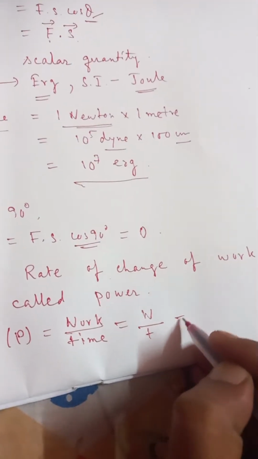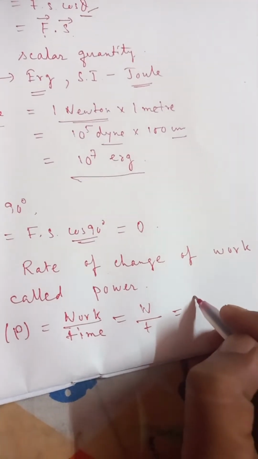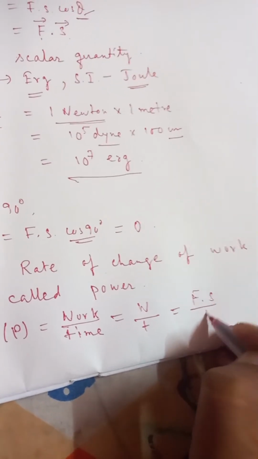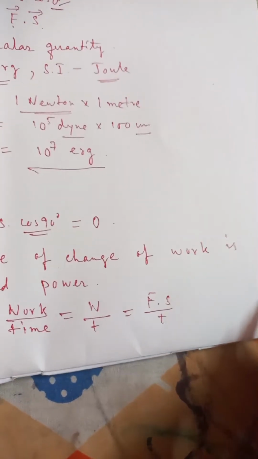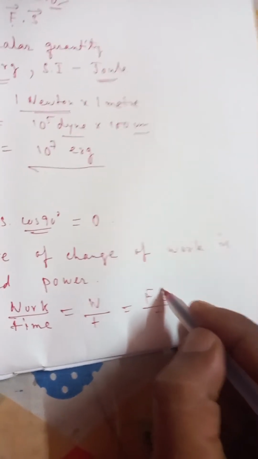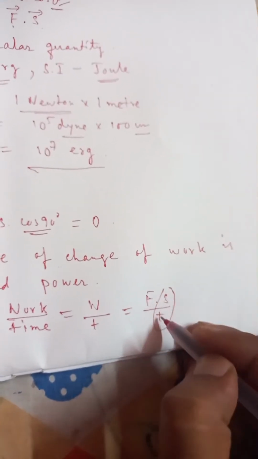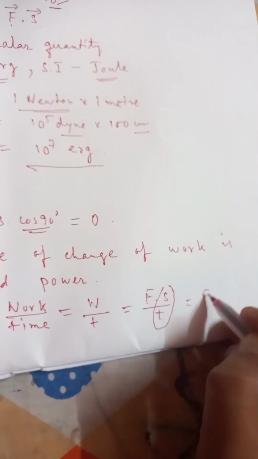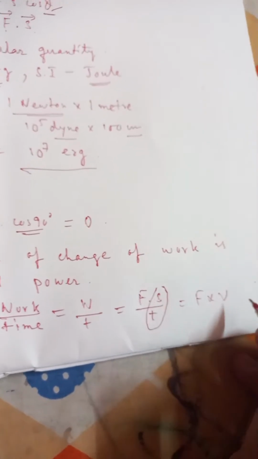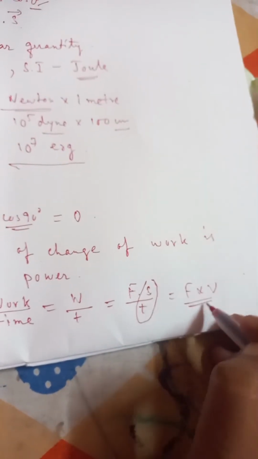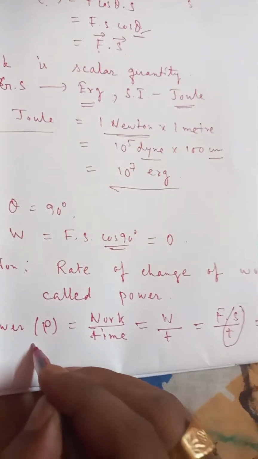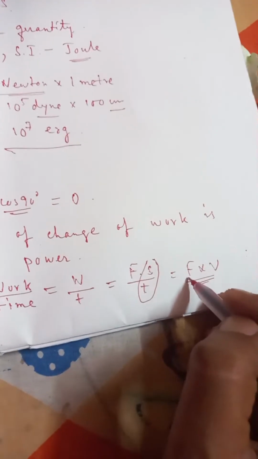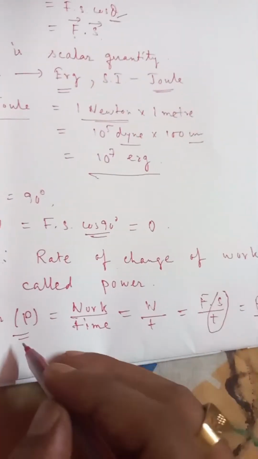Now we know that work is equal to force multiplied by displacement, divided by T. If we consider this term, the rate of change of displacement is called velocity. So this will be force multiplied by velocity. So this is another numerical form of power: force multiplied by velocity is equal to power.